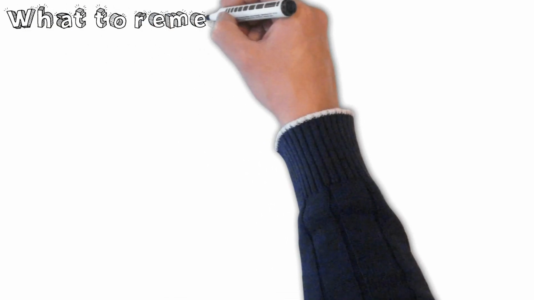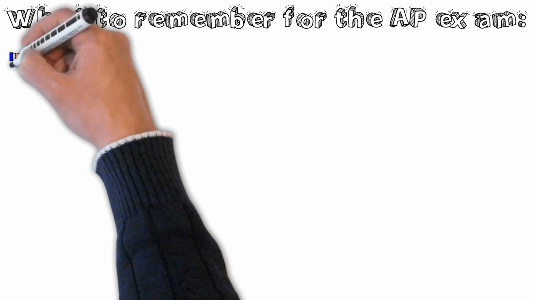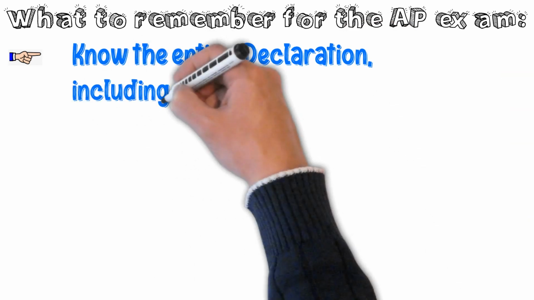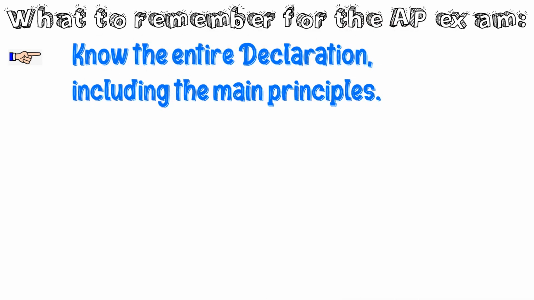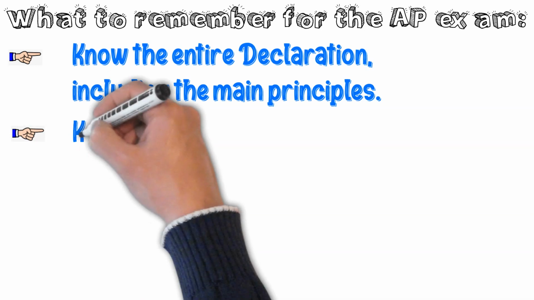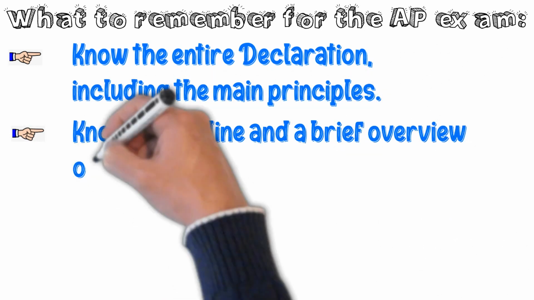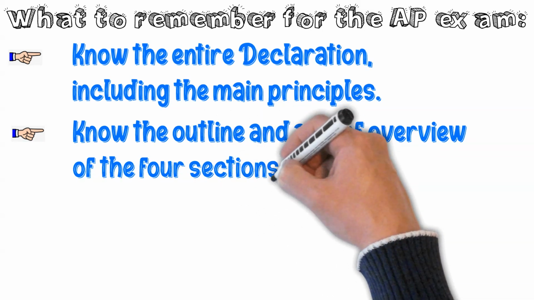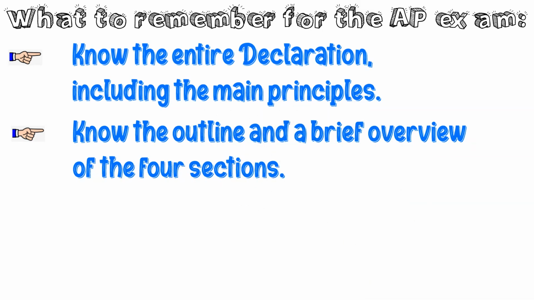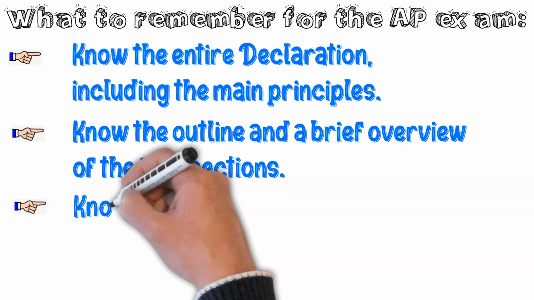Now let's look at what you need to remember for the AP exam. First, you are required to read and understand the entire Declaration of Independence, including its main principles. If there's something you don't understand that is not explained in this video, please ask your teacher. Second, you must know that it is broken down into 4 sections, and you must know each of those sections. Lastly, you must understand that the Declaration is a statement of political philosophy and not a governing document.